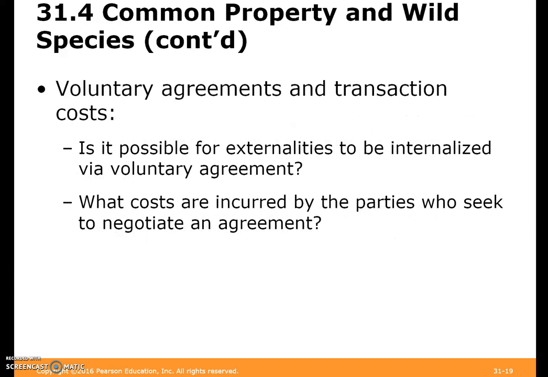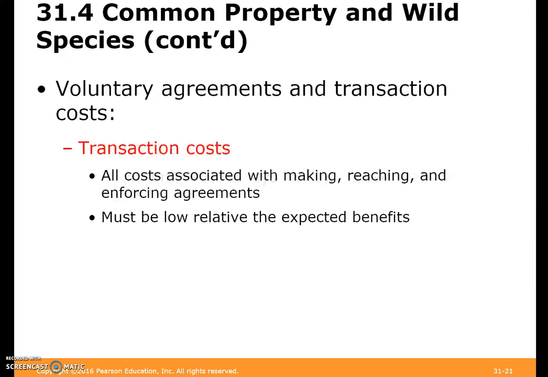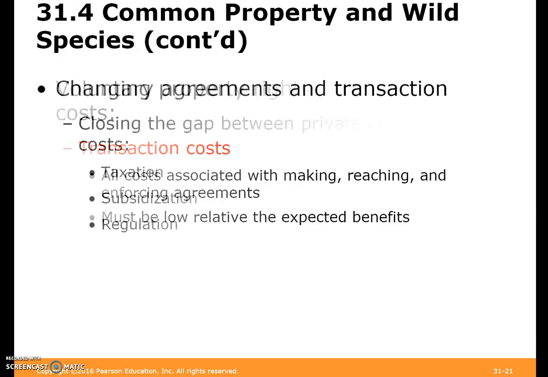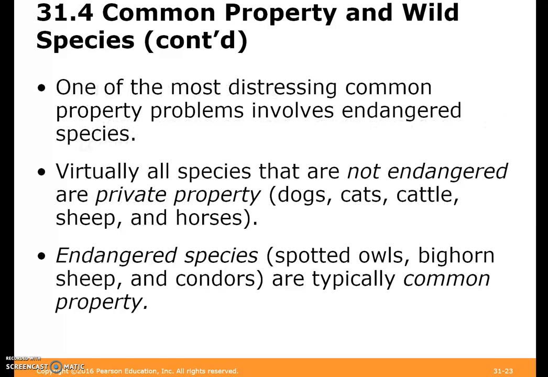So then there are voluntary agreements and transaction costs. Is it possible for externalities to be internalized via voluntary agreement? What costs are incurred by the parties who seek to negotiate an agreement? Well, you could think, with voluntary agreements, opportunity costs always exist, whoever has property rights, right? And transaction costs are all costs associated with making, reaching, and enforcing an agreement, and they must be low relative to the expected benefits. So changing property rights closes the gap between private costs and social costs. We could do this by taxation, subsidization, regulation, right?